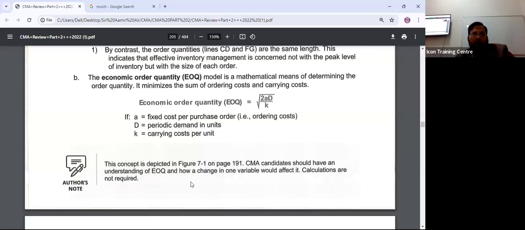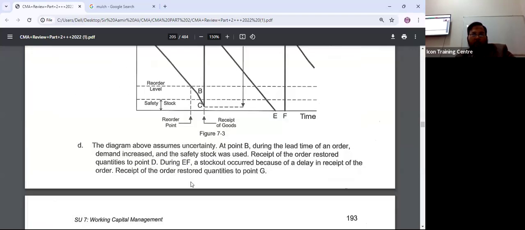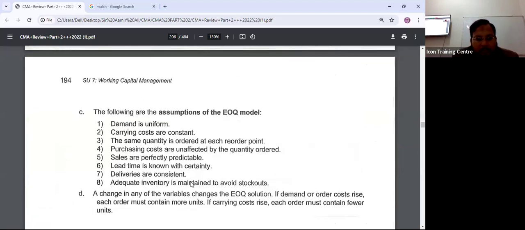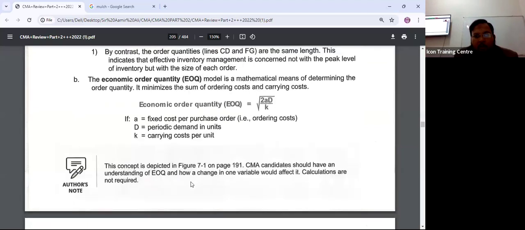The formula of economic order quantity is at the bottom of page number 193: square root of 2AD divided by K, right? A is the fixed cost per purchase order, D is the periodic demand in units, K is the carrying cost per unit, and 2 obviously is the constant. That will tell you how many units you should purchase in order to minimize your total cost.